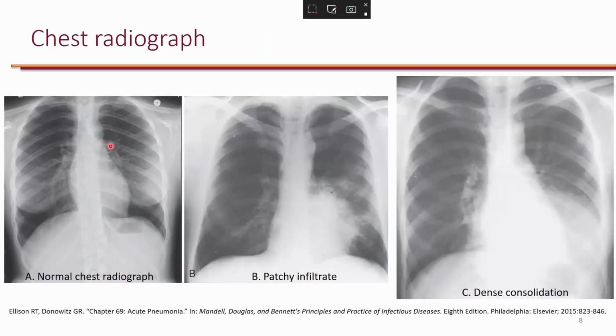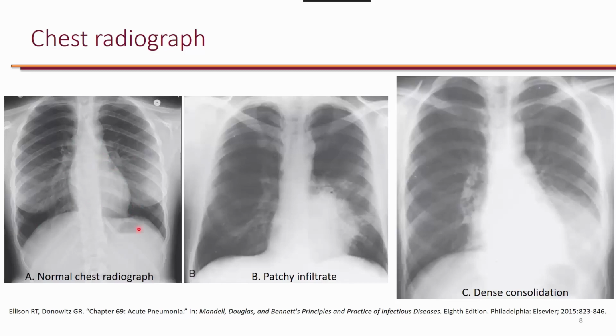Now, let's take a look at chest radiograph, also known as chest X-ray. When we look at the film in a normal chest radiograph, it's supposed to be clear. So generally speaking, it's clear. The lungs are clear. You can see the heart, and you can see the diaphragm.